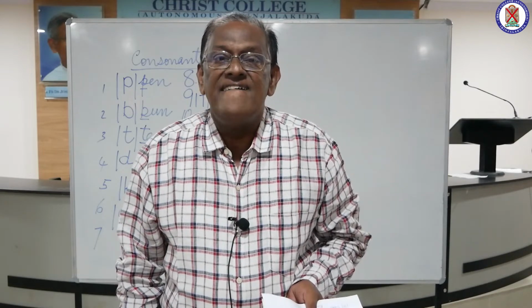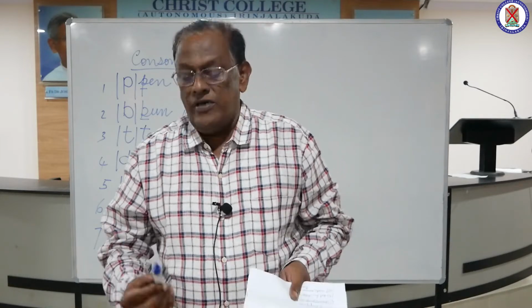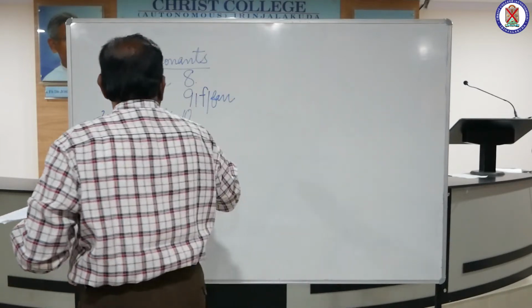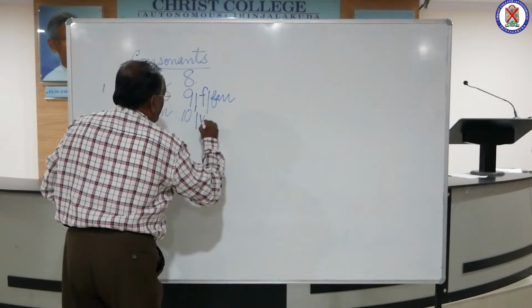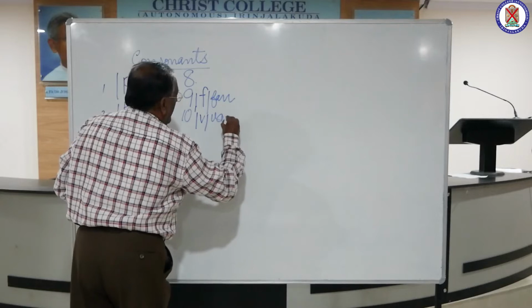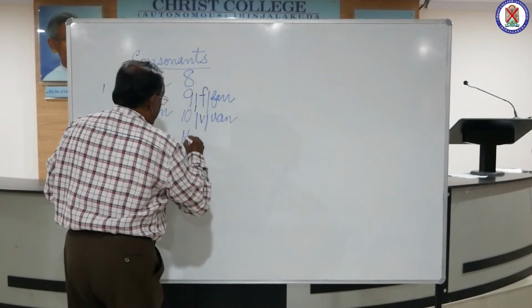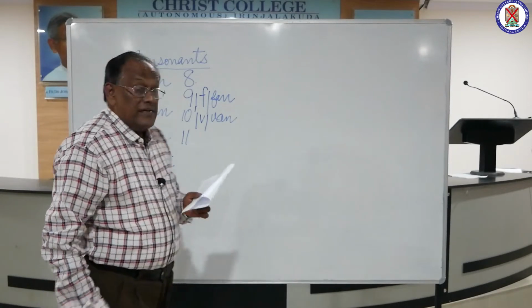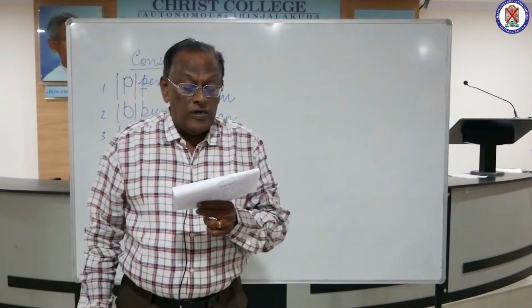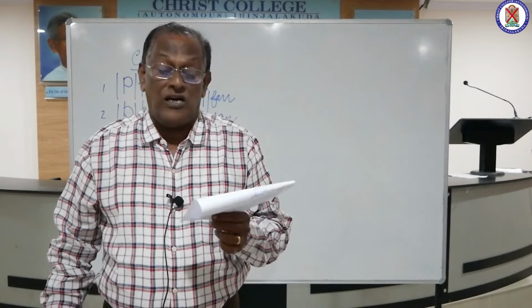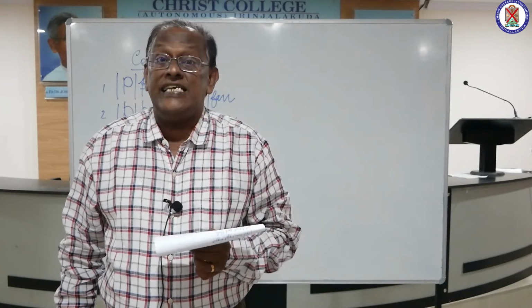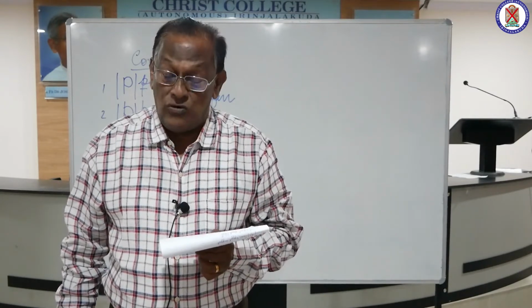Van, vegetable. You understand? So it is the V sound represented by a small letter V, van. Number 11 is the sound which you have in words like son, sun, sir sound. Lost, lost, sir sound.